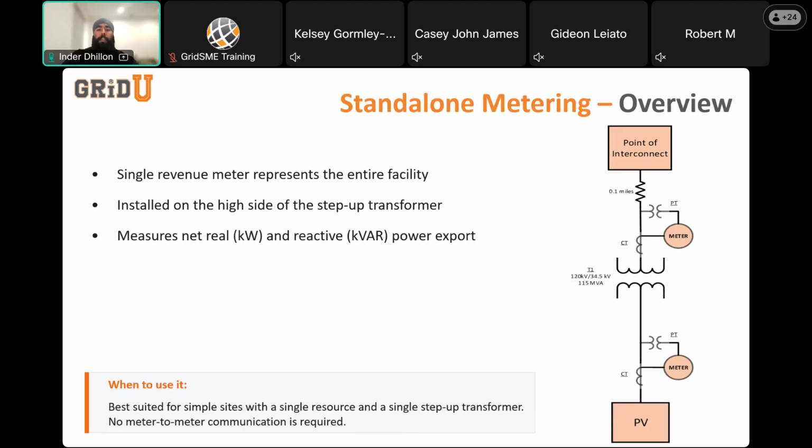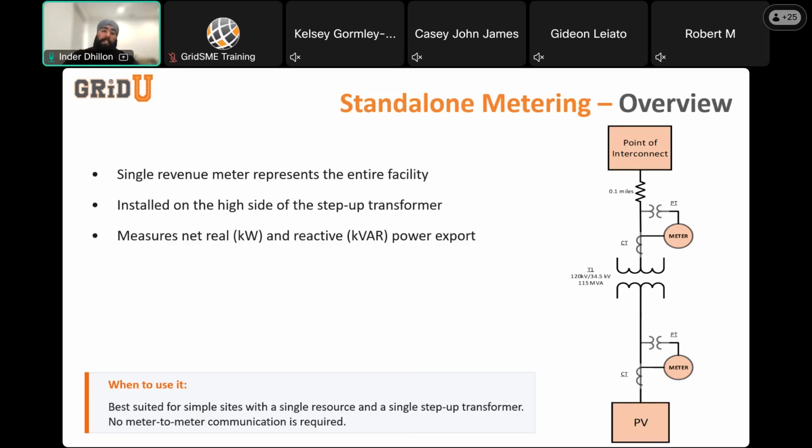The concept here is exactly what it sounds like. You have one revenue meter, and that single meter represents the entire site's output. It measures net power, kilowatts, and reactive power, kVAR, at the point of interconnect. The typical placement is on the high side of the step-up transformer. We'll look at what that means in a moment, but the short version is high side placement is preferred because it automatically captures transformer losses in the meter.